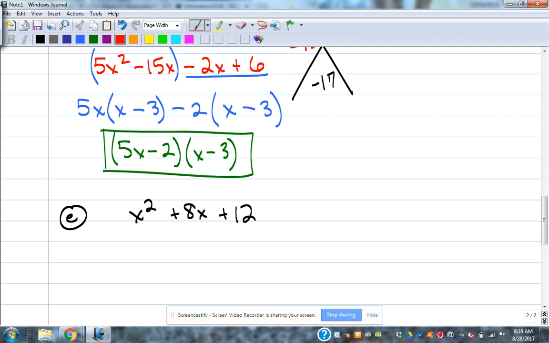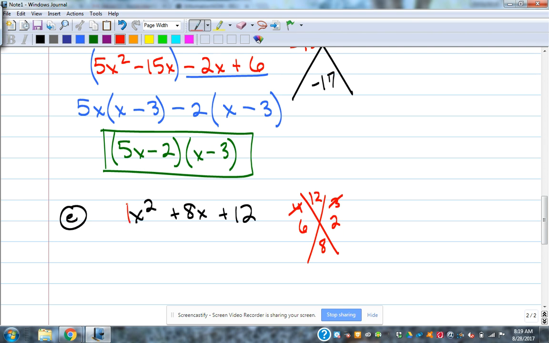GCF? Not one. X method? 12 and 8. 4 and 3. It multiplies to be 12, but it adds to be 7. 6 and 2. Yeah. Can I go straight to my factors here? Why can I do that?